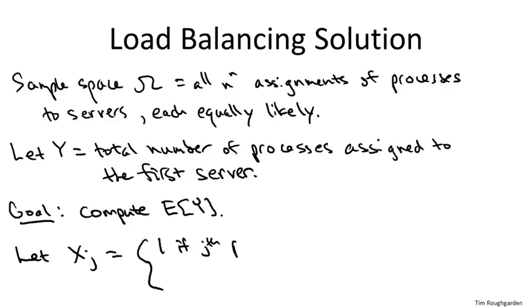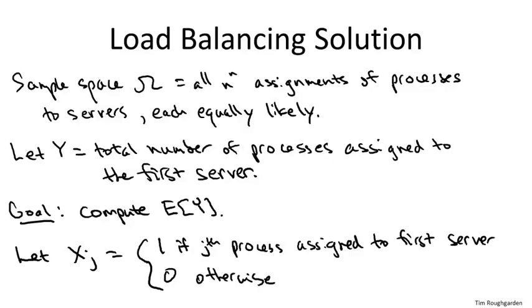and then we'll get away with that by linearity of expectation. So more precisely, for a given process j, let's define xj to be 1 if and only if the jth process gets assigned to the first server, 0 otherwise. 0-1 random variables like xj are often called indicator random variables. That's because they in effect indicate whether or not a certain event occurs, in this case, whether or not the jth process gets assigned to the first server.